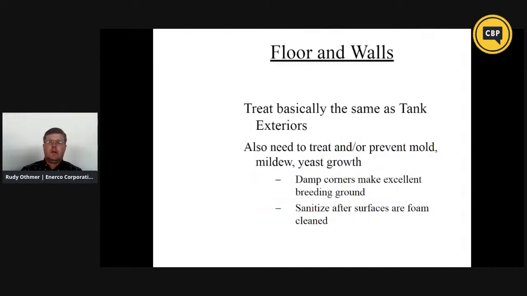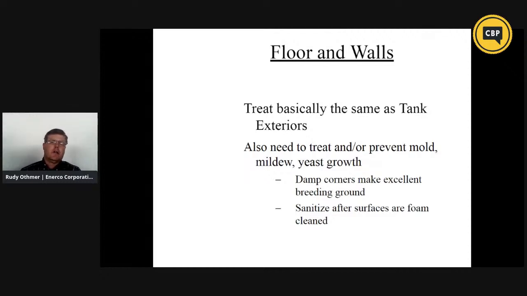Floors and walls are very similar to tank exteriors. However, on your vertical tank surface, everything's going to drip down. You're not going to get anything standing around wet. Damp corners on the floors and hard to get to places are an excellent breeding ground for mold and mildew, and for yeast to grow as well.